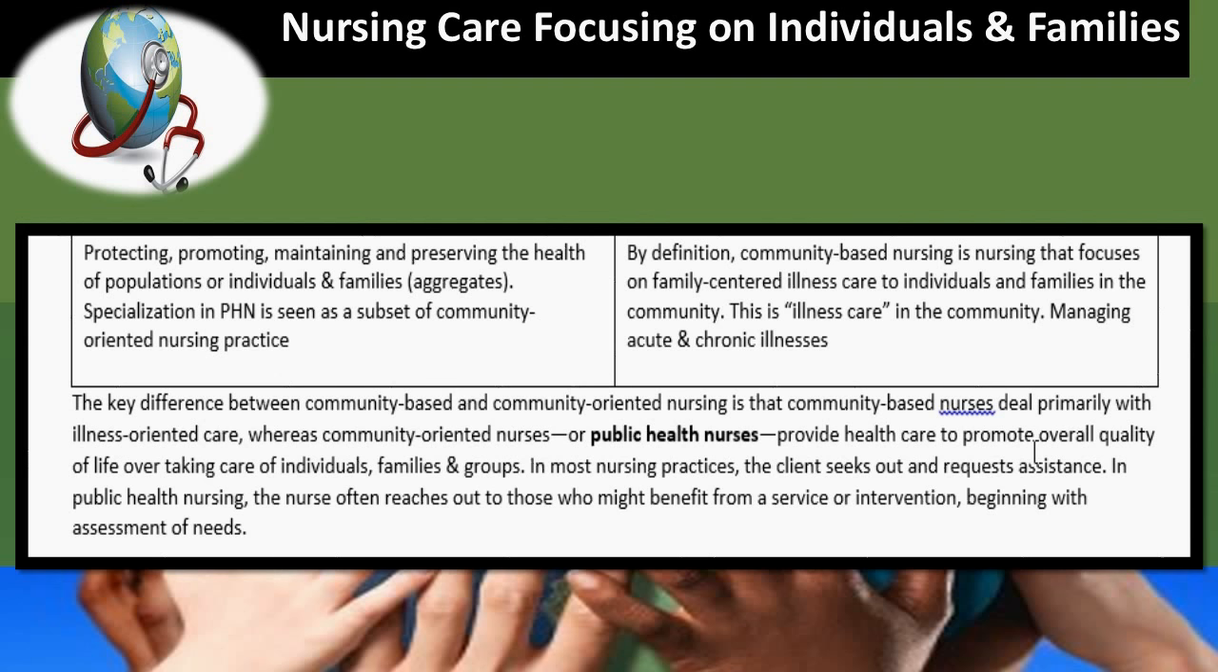In most nursing practices, the client seeks out and requests assistance. We're used to that in the primary care setting. In public health nursing, the nurse is going to reach out to those who need benefit from a service or intervention, beginning with assessment of needs. So that community assessment is going to take this nurse going under the bridge to look at the homeless population. The homeless population may not realize that they have services they can access from the nurse. So the nurse is going to be able to reach out to that population.